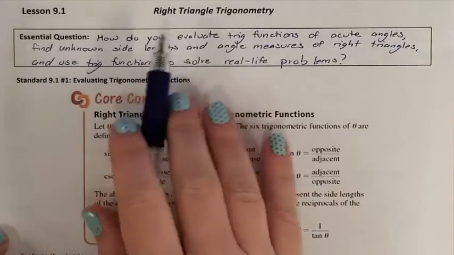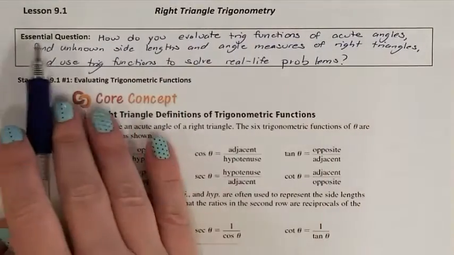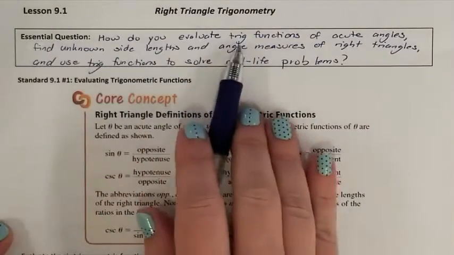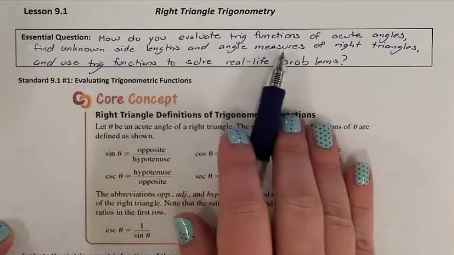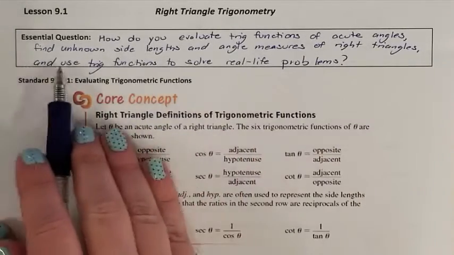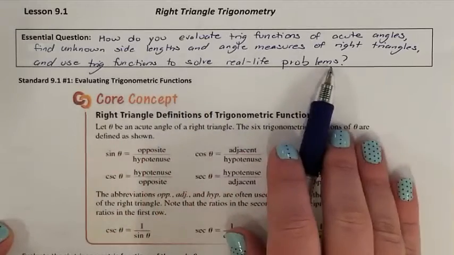Lesson 9.1, Right Triangle Trigonometry. Our essential question: how do you evaluate trig functions of acute angles? Find unknown side lengths and angle measures of right triangles, and use trig functions to solve real-life problems.